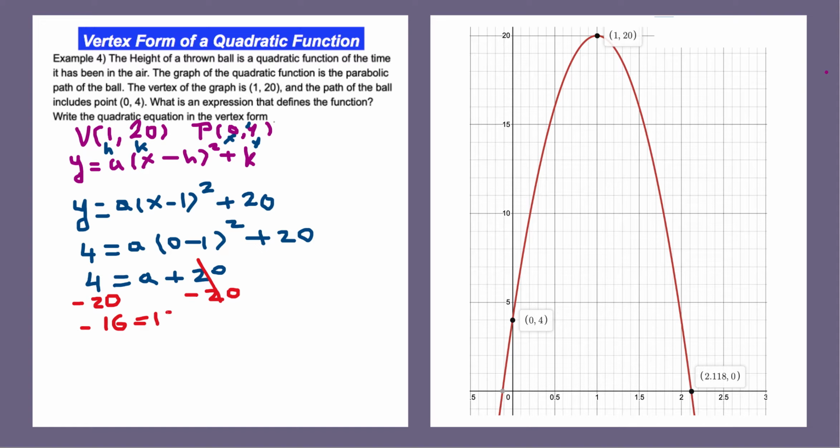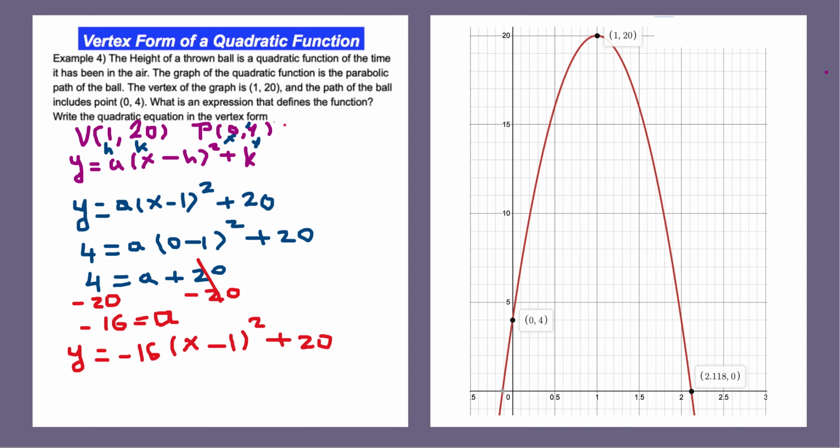The factor a here is minus 16. Now we can write the quadratic equation for this specific case. We can write y equals, instead of a, minus 16. So we have all the numerical values for all the variables. Minus 16 times (x minus 1), squared, plus 20. This is the formula, and here we are done.